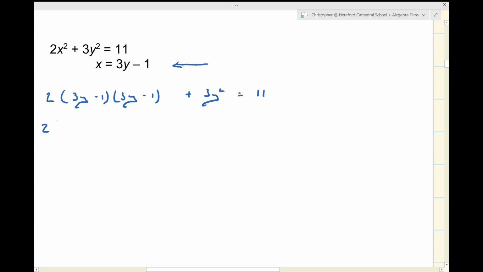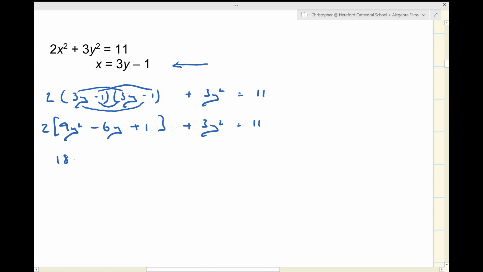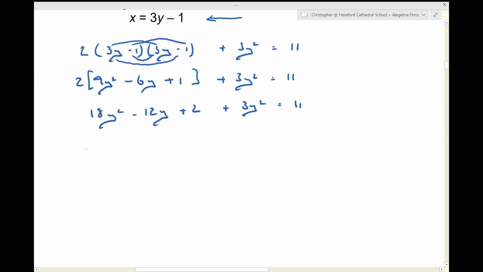Right, let's expand those brackets here. 3y times 3y, 9y squared. I get minus 3y minus another 3y, minus 6y, minus 1 times minus 1 is plus 1. Copy down the rest of this equation. Now let's multiply out this bracket. So I'm going to have 18y squared minus 12y plus 2 plus 3y squared equals 11. Let's tidy up the left-hand side: 21y squared minus 12y plus 2 equals 11.